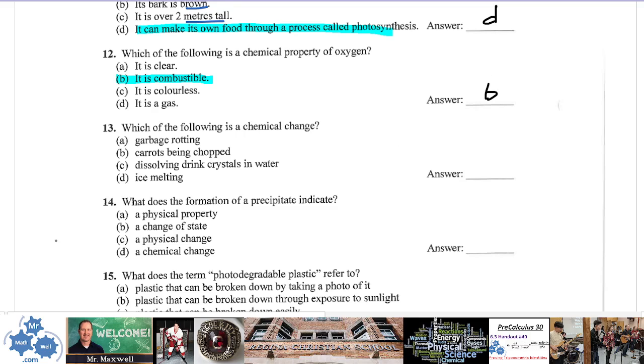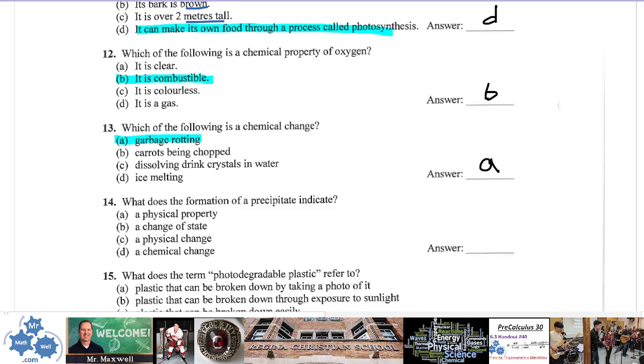Okay, 13. Which of the following is a chemical change? Garbage rotting. Carrots being chopped. Dissolving drink crystals in water. Ice melting. Yep, it's A. I heard you guys shout A. That is correct. Let's see if I can write A correctly. There you go. Okay, A is correct. 14.